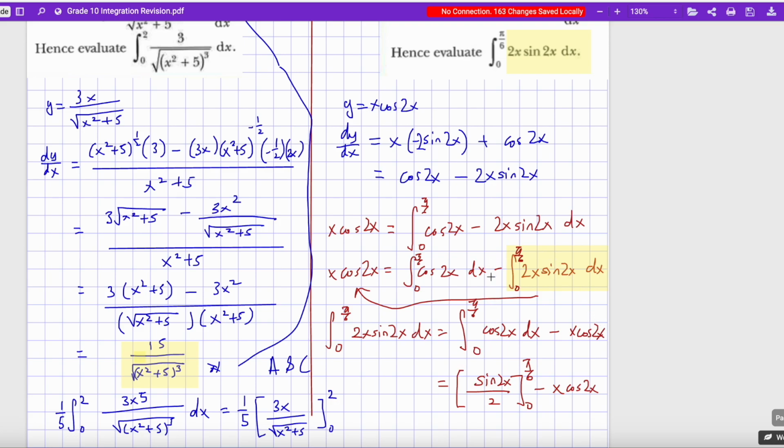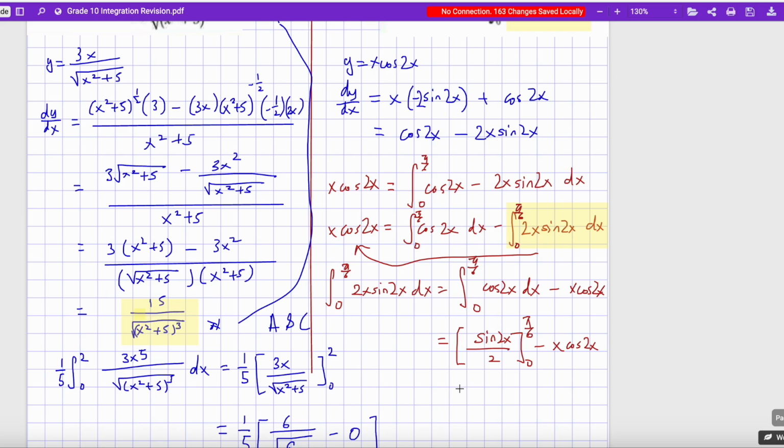Remember, we are actually doing a definite integral. So by working out this integration, it would be the same as integrating this from 0 to pi over 6, with the same answer. So we put the limits 0 to pi over 6 back here, and 0 to pi over 6 here too. That will help us to evaluate the value.